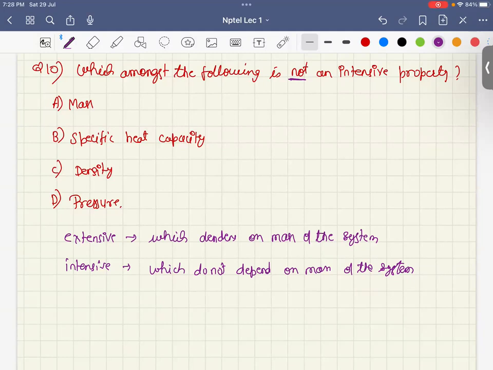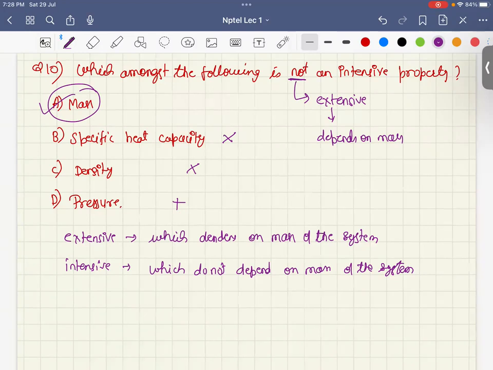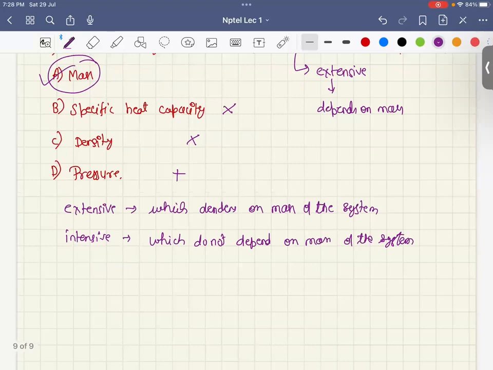So what we have here is not an intensive property. It means we need a property which is extensive, right? That means which depends on mass. Mass depends on mass. Specific heat capacity does not depend on mass. Density also does not depend on mass. Pressure also does not depend on mass. So the correct answer is option A. Anybody has any doubt? So let us move on to the next question.